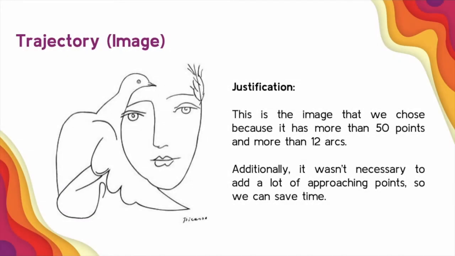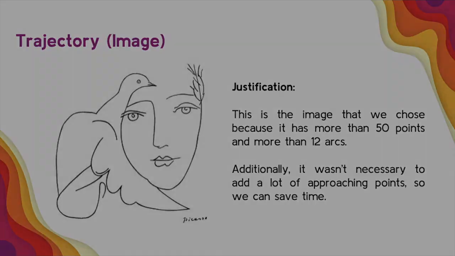The trajectory that we chose is this, and we chose it because it has more than 50 points and more than 12 arcs. Furthermore, in this trajectory, it's not necessary to add a lot of approaching points, so we can save time in the drawing process.